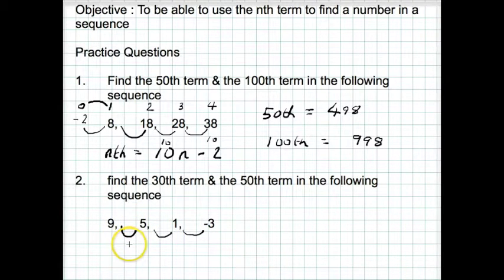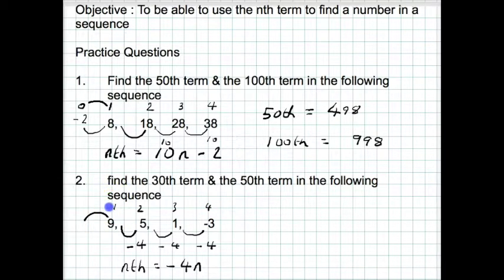Question 2 then. Now this time, our sequence is going down in size each time. If you have a look, we're taking 4 away each time. Take 4 away. 1 take away 4 gives me negative 3. We're taking 4 away each time. So my nth term this time becomes negative 4n. And then again go back to what it would have been at the 0 term. I haven't numbered these 1, 2, 3, 4.